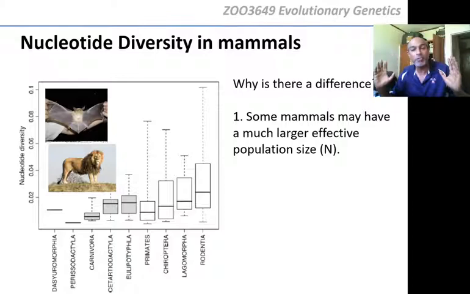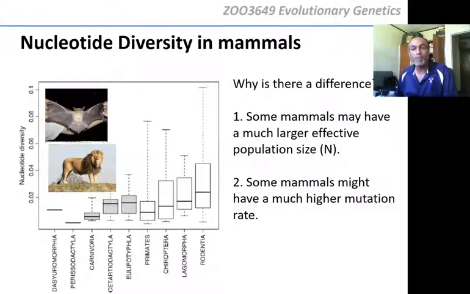Remember I said the bigger the effective size, NE, the more genetic diversity, right? So the bigger your effective population size, the more genetic diversity you will have. That could be one reason. And some mammals might have a different mutation rate. So the higher your mutation rate, the more genetic diversity you will have as well.